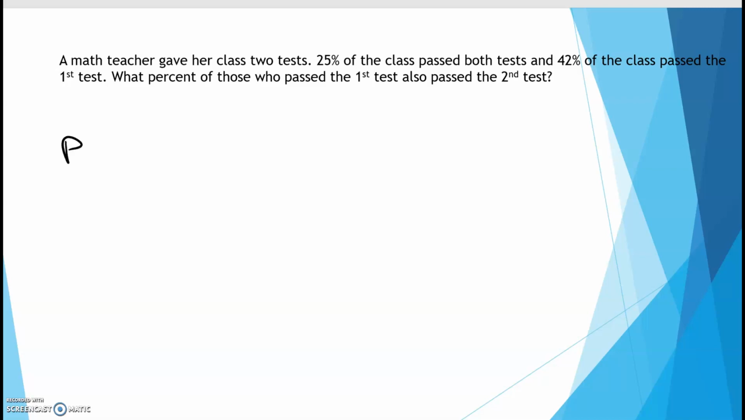Okay, so what percentage of those who passed the first test also passed the second test? So remember, this is a little backwards. The second one goes first and the first one goes second. Because remember, this event right here happens first and this event happens second. So given that they passed the first exam, what's the probability that they pass the second exam?